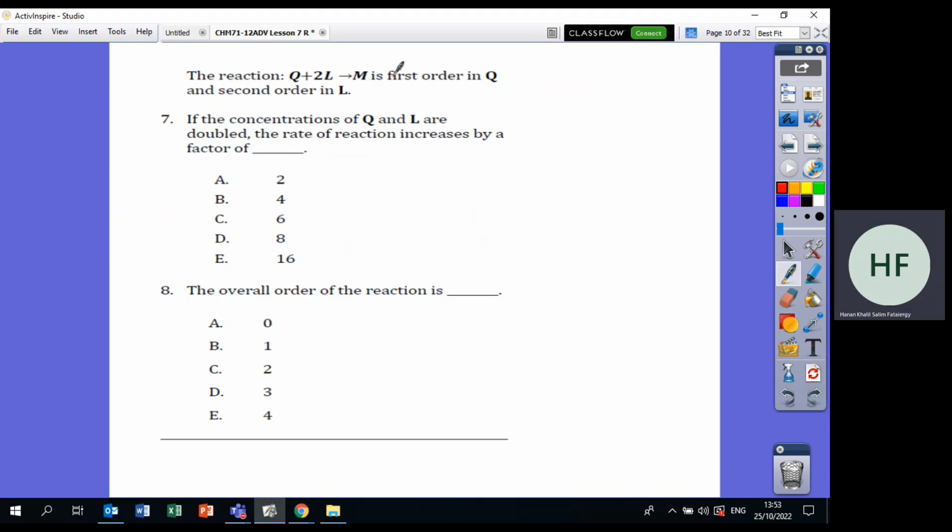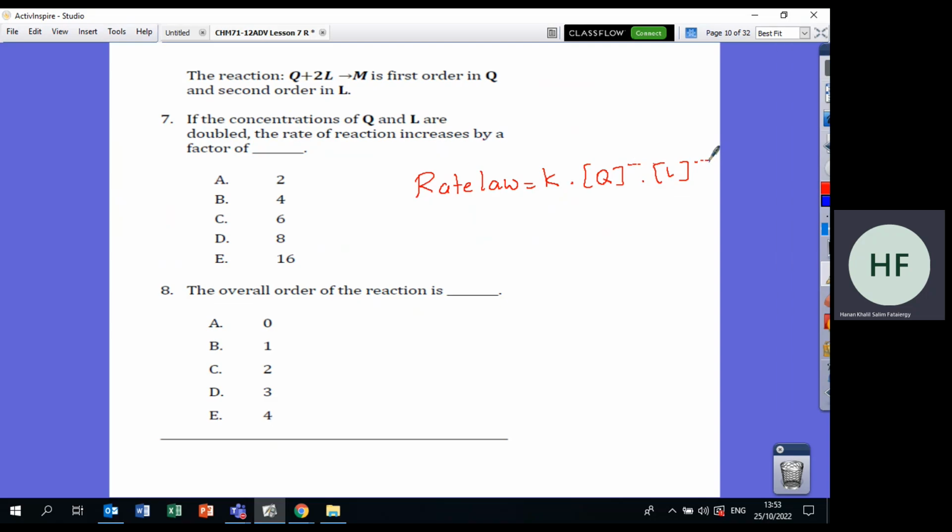Okay, now this reaction Q plus 2L is first order in Q and second order in L. Now I want you to write for me the rate law. Of course the rate law will be rate law equal constant times the first reactant Q. Of course there is a power which I don't know. Then the second reactant which is L. Also power that I don't know. Now how can I know these powers? In chemistry we said we call them orders. It says first order in Q, meaning power of Q is 1. Second order in L, so power of L is 2. Remember, order means power.